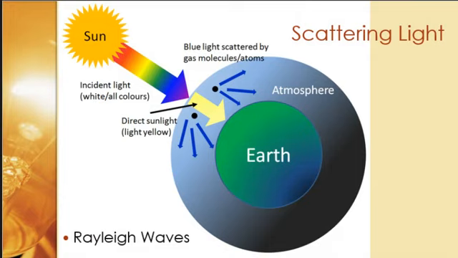Scattering light is basically what that first video was talking about, when the light is in the atmosphere and we see blue coming through.